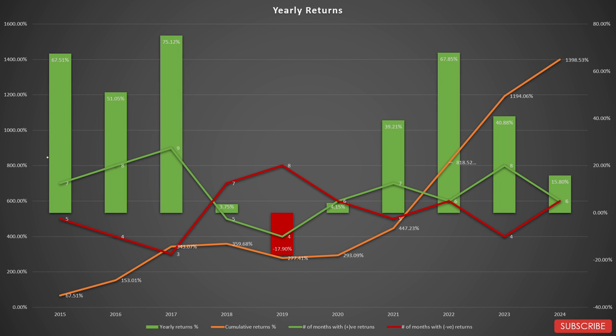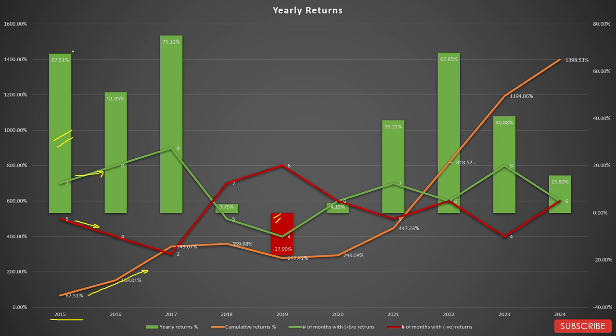So this is the yearly returns graph. The green bars in this graph shows the positive yearly returns. The red bars shows the negative yearly returns. The green line shows the number of months with positive returns. The red lines shows the number of months with negative returns, and this orange line at the bottom, this shows the cumulative returns. So let's start with 2015.